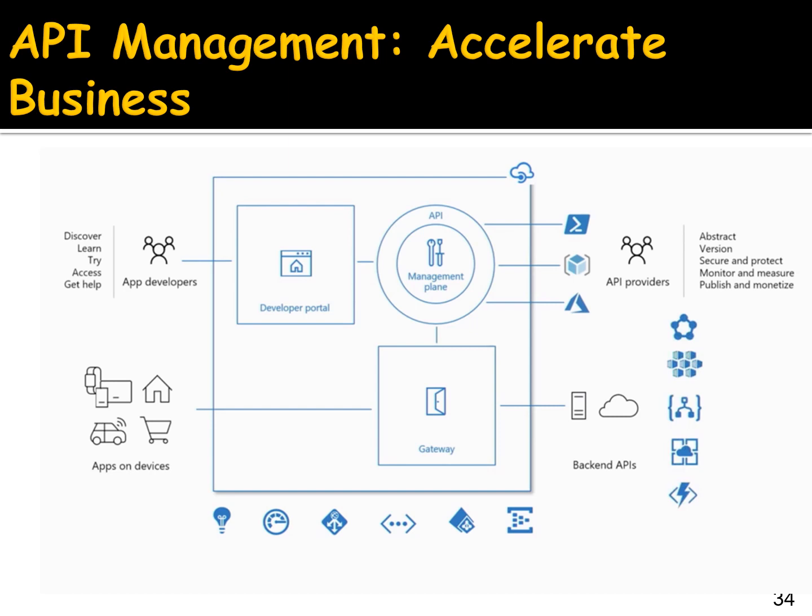The API providers interact with the management plane to manage the API. The developers interact with the developer portal where they discover the APIs and how to use them, play with them, and request access to the APIs. The gateway sits in between the apps and the backend APIs, and it serves as a front-end facade for these APIs. All the traffic to the API flows through the API management gateway.